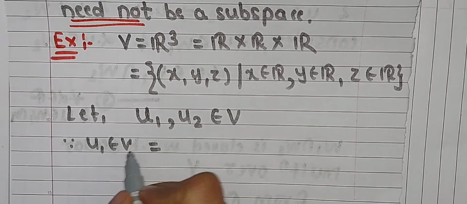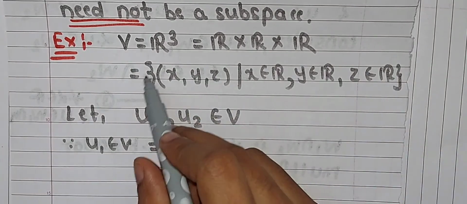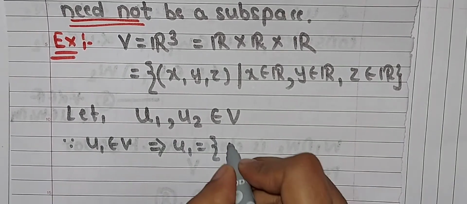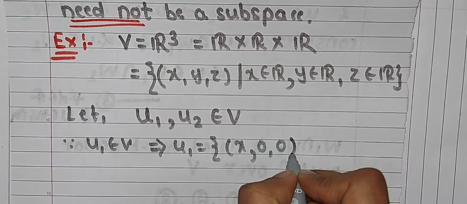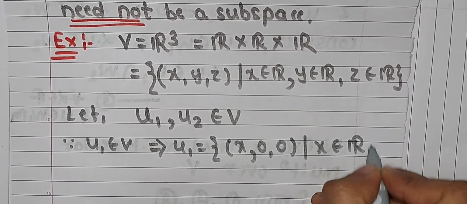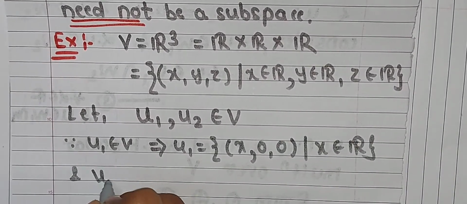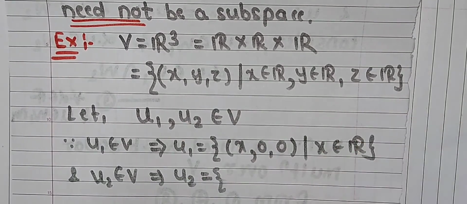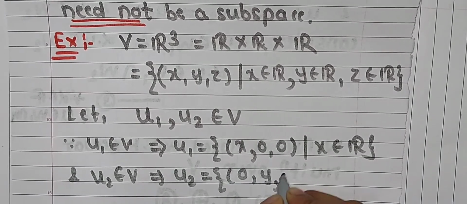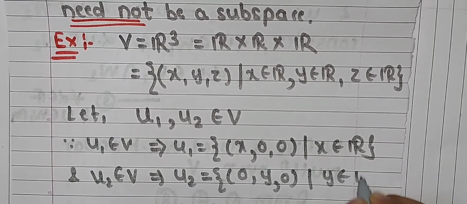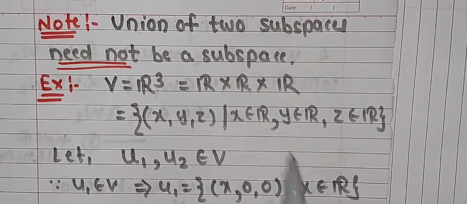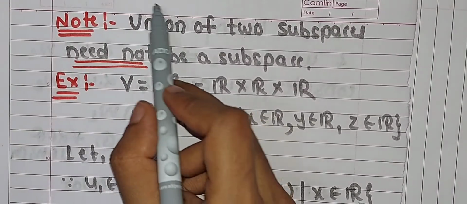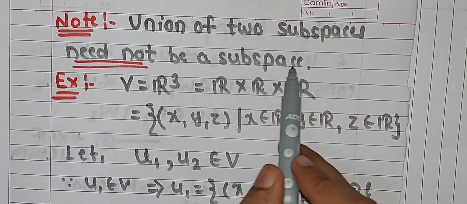As U1 belongs to V, U1 can be represented in the form U1 equal to (X, 0, 0) such that X belongs to the real numbers. Similarly, U2 belongs to V, and U2 can be represented as (0, Y, 0) such that Y belongs to the real numbers. So we have this vector space and these two subspaces, U1 and U2. Now we only have to check whether this union is a subspace or not.